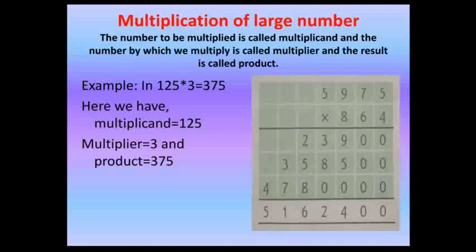In the second example, 5975 is the multiplicand and 864 is the multiplier, and whatever result we get is called the product. Let's start the multiplication. The multiplicand is written first and then the multiplier, according to their places.